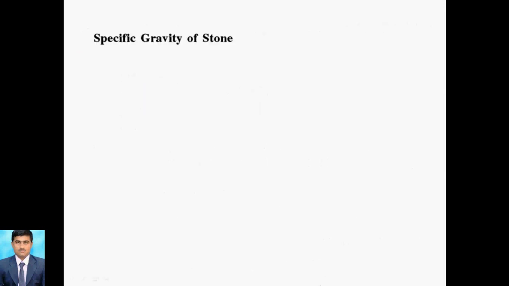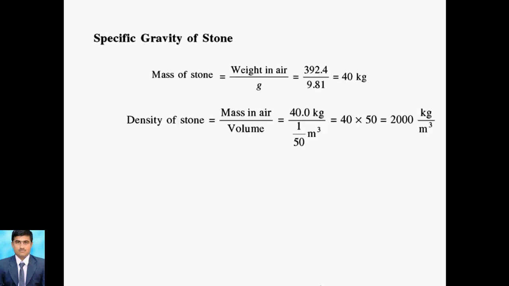Now we go for the next point, that is specific gravity. For that purpose we require the mass and density. For the mass, W is equal to mass into gravity, so weight divided by g is nothing but mass. We can put the weight in air, that is 392.4, g is 9.81, which gives 40 kg.